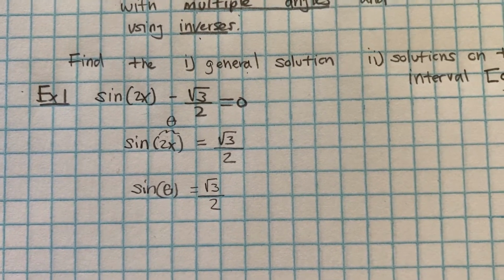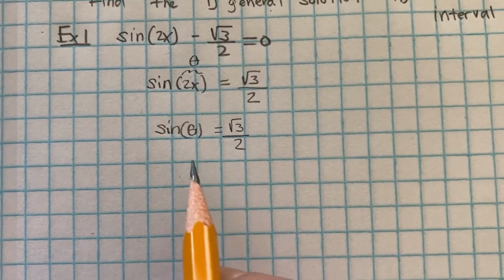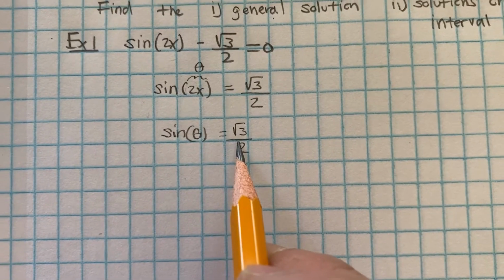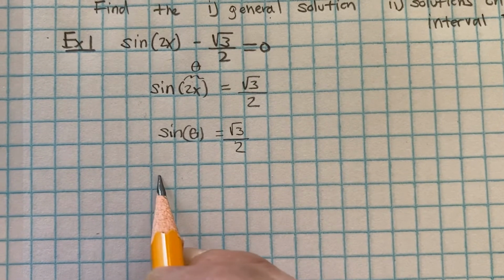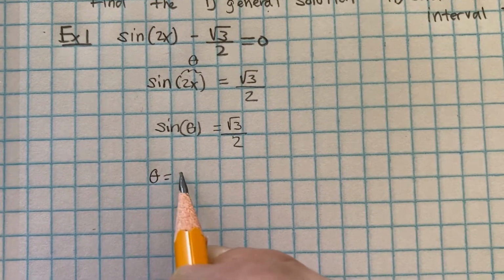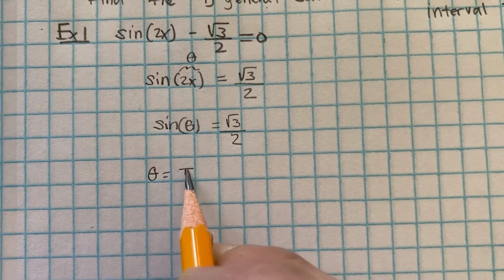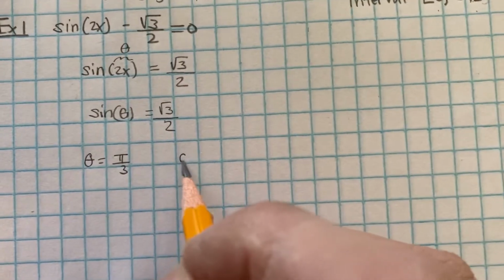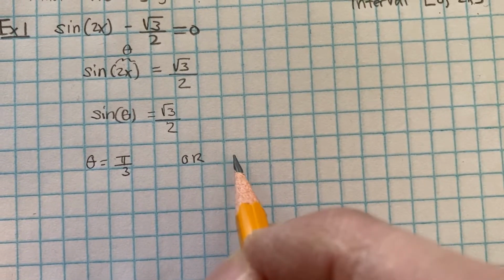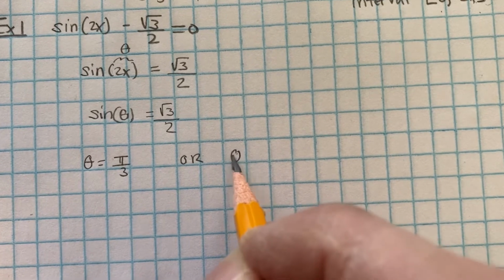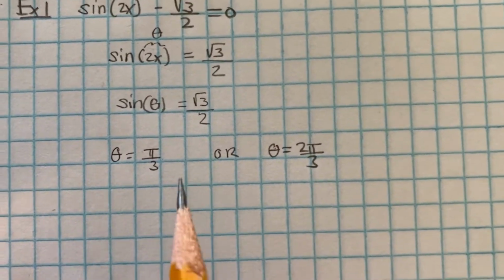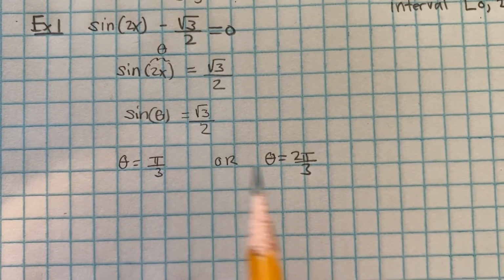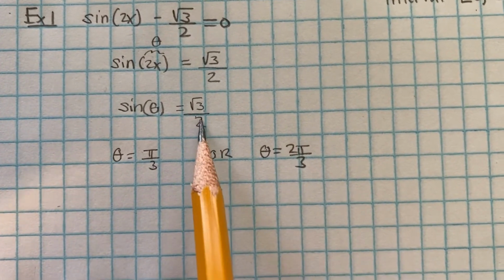Okay? So if you ask yourself on the unit circle, where is sine positive? It's in quadrants 1 and 2. And theta would have to equal, in quadrant 1, pi over 3. And then in quadrant 2, where sine is positive, theta has to equal 2 pi over 3. Okay, so again, that's knowledge of the unit circle. Sine of pi over 3 is root 3 over 2. Sine of 2 pi over 3 is also root 3 over 2.